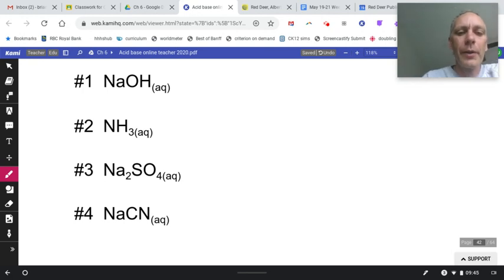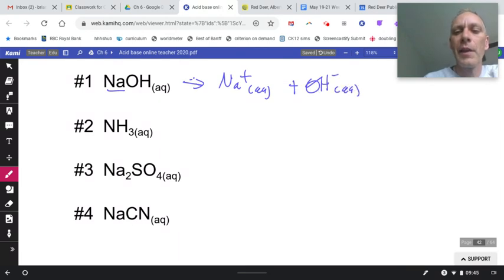Okay, first one, NaOH, ionic compound. It's got a metal in it. Dissociate it. Na plus and OH minus. There we go. That's why it's basic. It makes hydroxide. We're done. That one's a good old-fashioned high solubility, dissociates 100%.